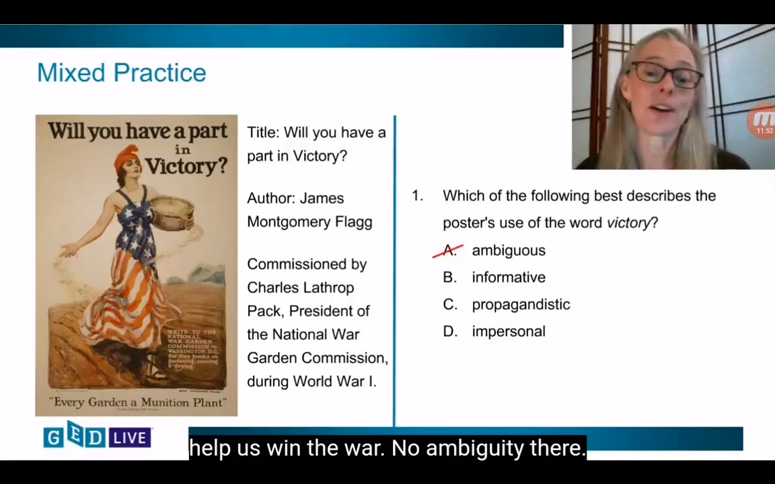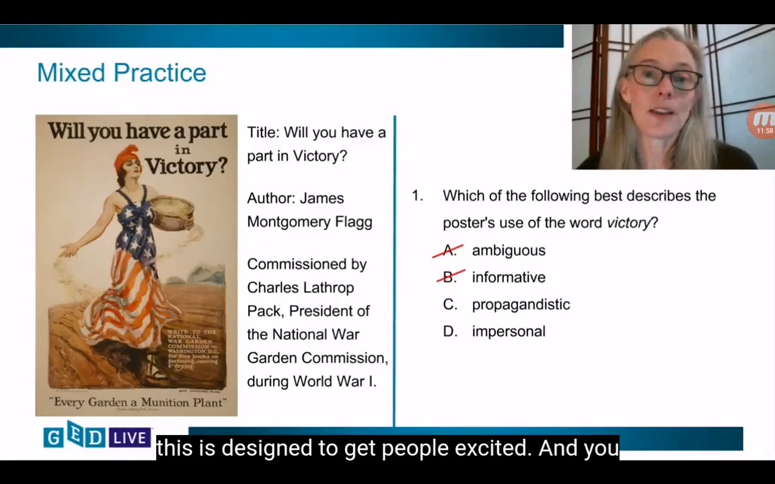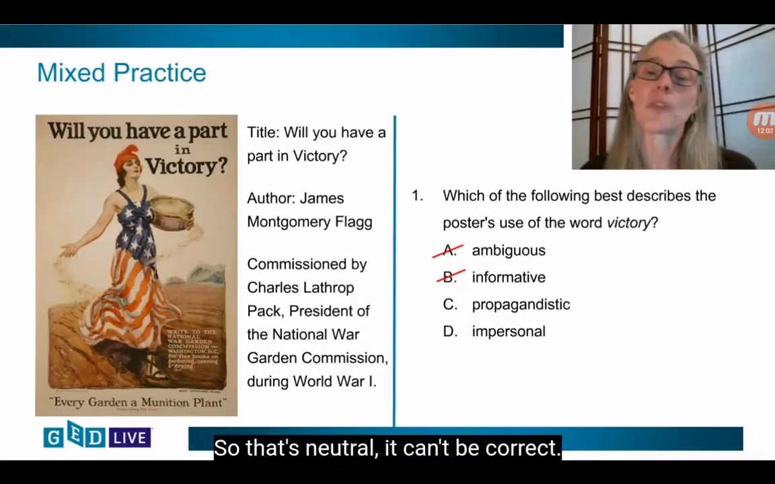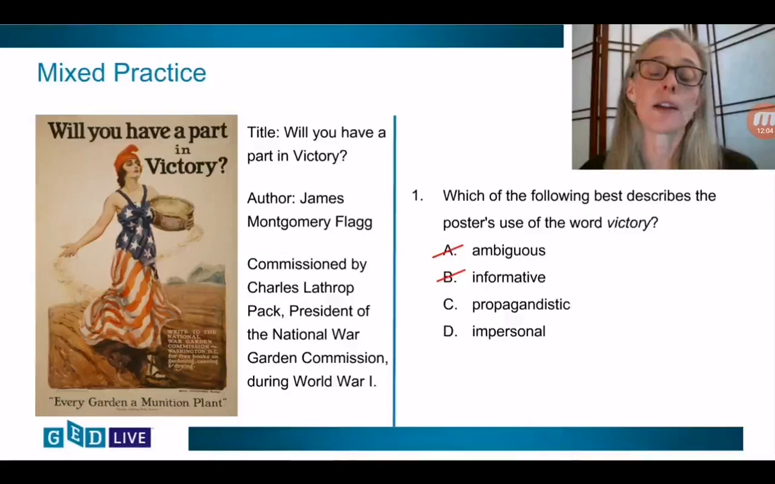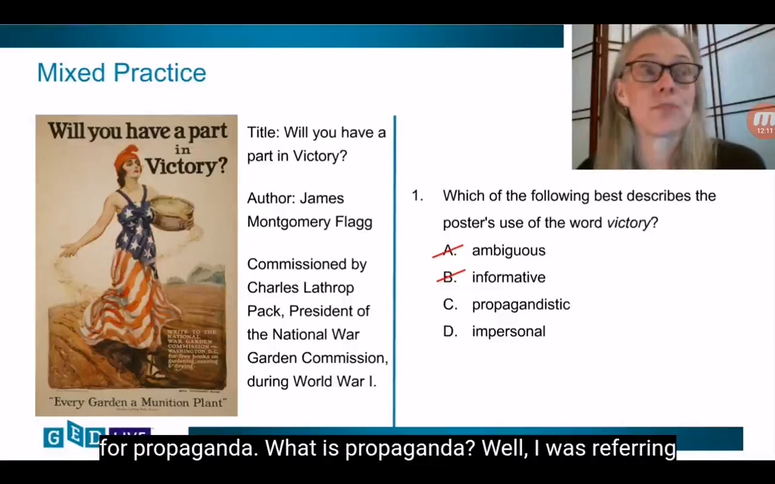No ambiguity there. Informative is way too neutral because a poster like this is designed to get people excited and take advantage of their patriotism. So that's neutral, can't be correct. Answer choice C, propagandistic. So that's an adjective for propaganda.